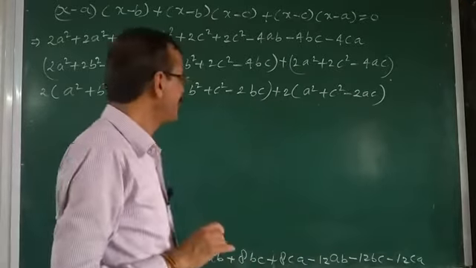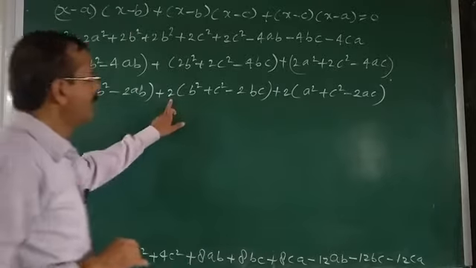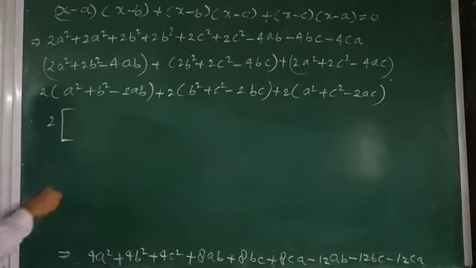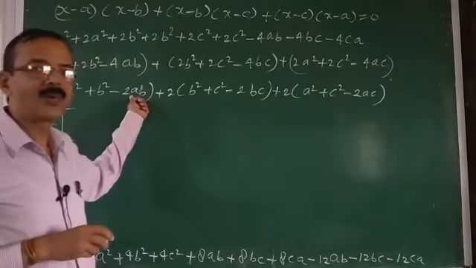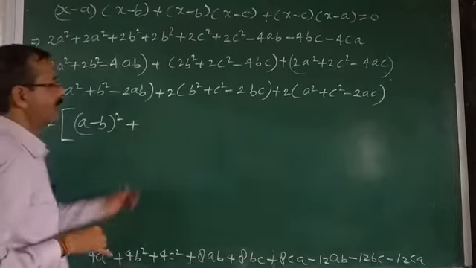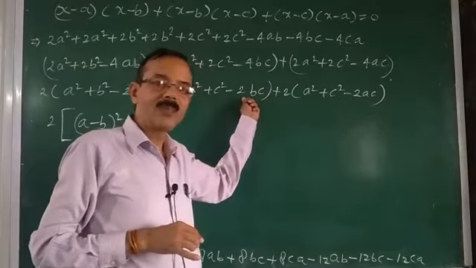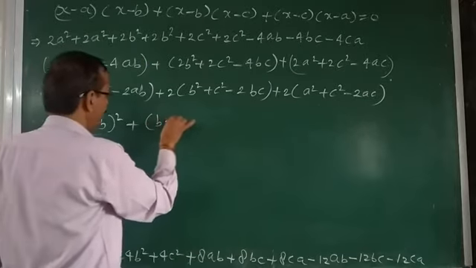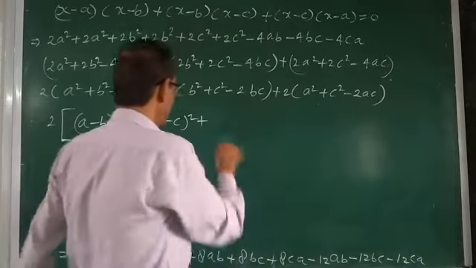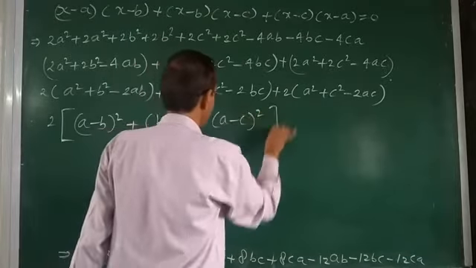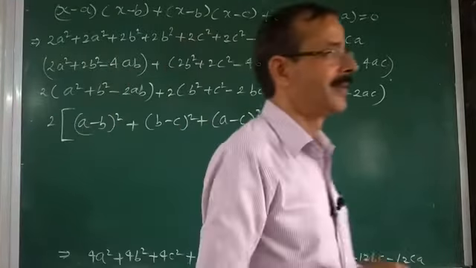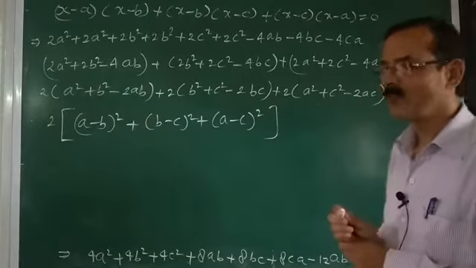Hope the concepts are clear. Now if we take the 2 out, what will this be? (a minus b) whole square. What will this be? (b minus c) whole square. And what will this be? (a minus c) whole square. Now tell me whether this will be positive or negative. Now you decide whether it will be positive or negative.